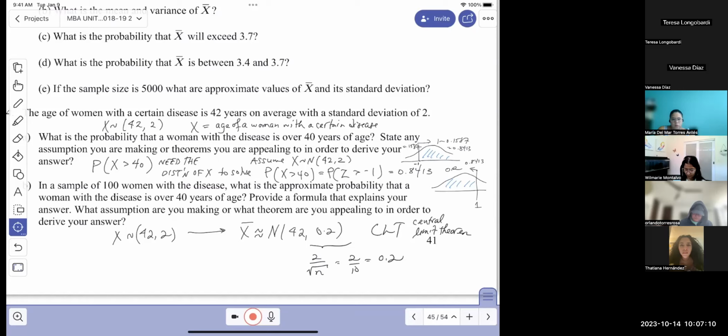Professor, I have a question. Why do we assume that it's 0.2?